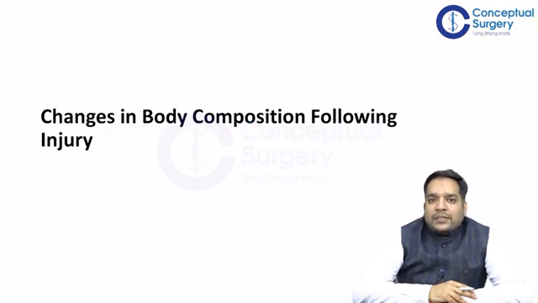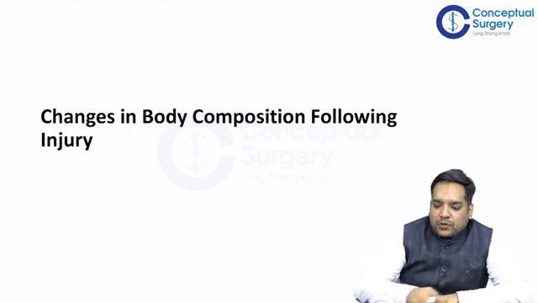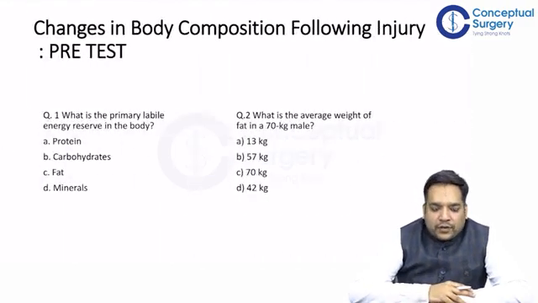So now the next topic is changes in the body composition following injury or stress. So guys, this is a pre-test. What is the primary labile energy reserve in the body? Protein, carbohydrate, fat or mineral. Question number 2, what is the average weight of the fat in a 70 kg male? 13 kg, 15 kg, 70 kg, 42 kg.